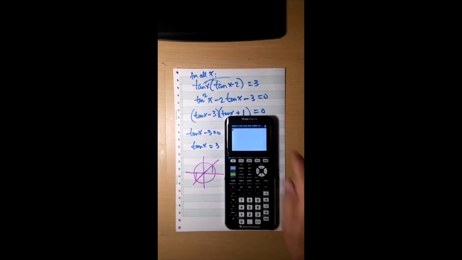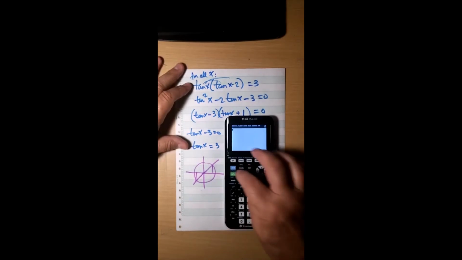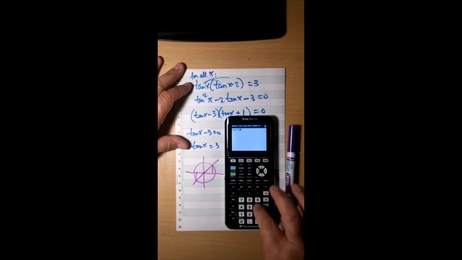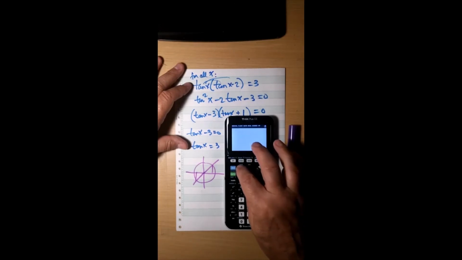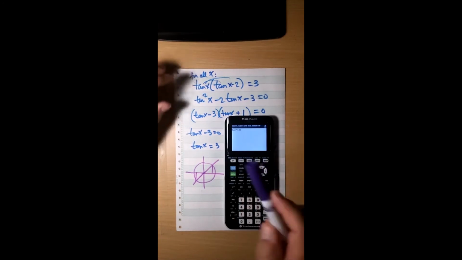Clear out that stuff. So we need the inverse tangent of 3. Make sure we're in the correct mode. Degree mode? No, we want to be in radian mode. Second quit. So make sure you're in the correct mode.